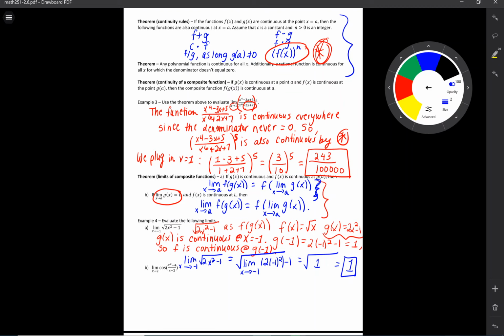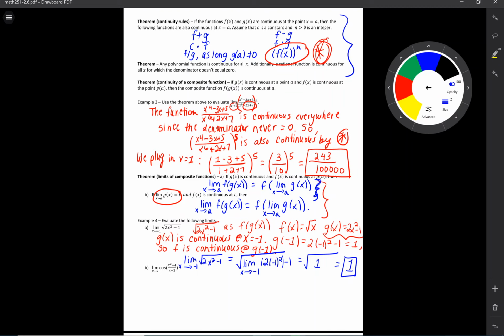Let's try another example. Actually, I'd like for you to pause this video and see if you can do this one by yourself. I'm going to give you a hint. Try to factor the top of this rational function and see if something cancels out. Go ahead and give it a try, part B. All right, hopefully you've tried part B.